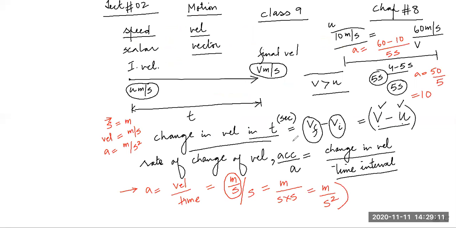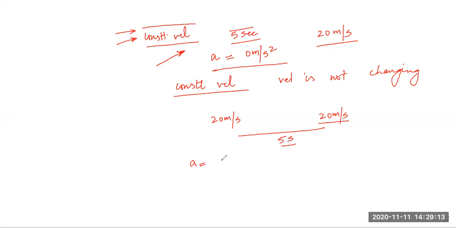So you see students, acceleration is, what is the final velocity? 20, initial velocity 20. This is change in velocity. But acceleration is rate of change of velocity. This change in velocity divided by time interval. How much is the time interval? 5 seconds. So this is 0 by 5, which is equal to 0 meter per second square.